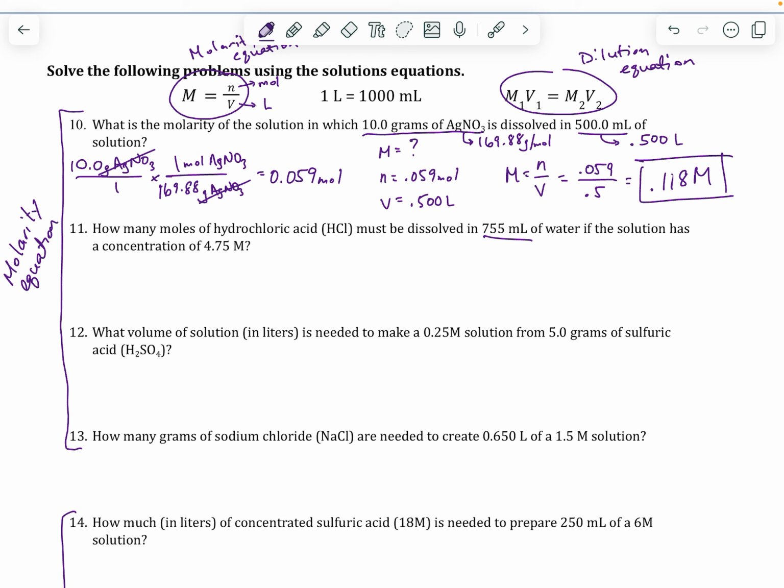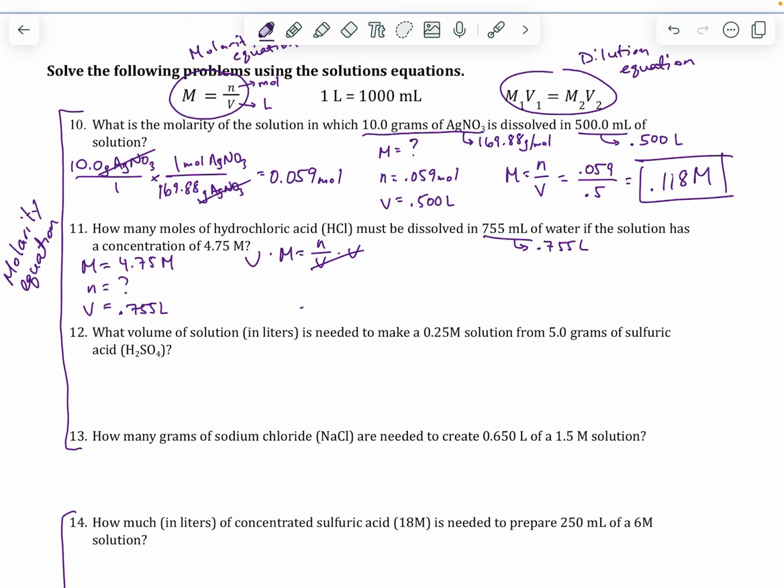In this case, the only thing I have to convert is, of course, milliliters to liters. And so I divide by 1,000. Molarity and V. This time I have a concentration value. I have my volume. I do not have moles. And so we're going to have to do just a little bit of algebra here. Right now, my equation is in terms of molarity, so I multiply by volume on both sides to remove it from the denominator there.